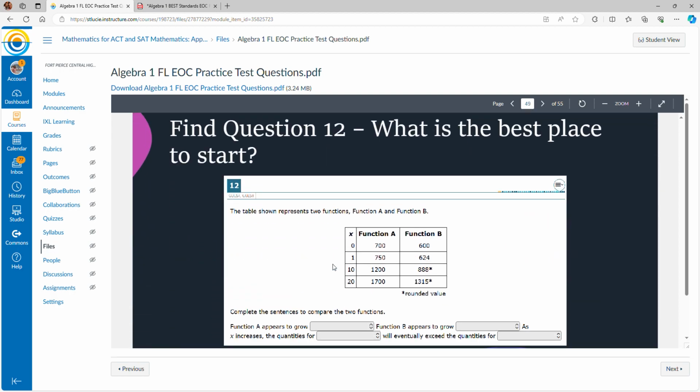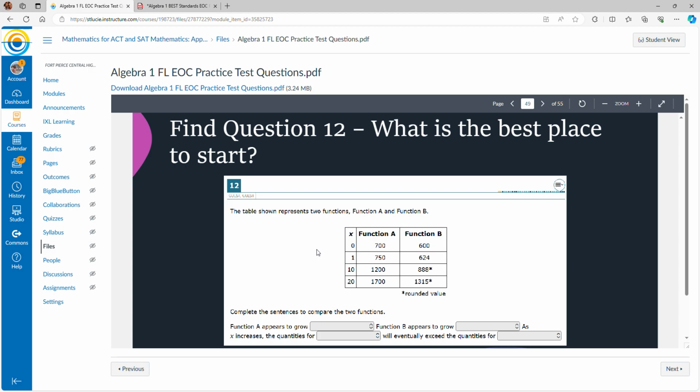And then number 12, what is the best place to start? A table shown represents two functions, function A and function B. Complete the sentences to compare the two functions. Function A appears to grow blank. Function B appears to grow blank. As x increases, the quantities for blank will eventually exceed the quantities for blank. And when you look at the drop down, it's going to tell you either linear or exponential. It's not making you also compare quadratic functions, only linear versus exponential.